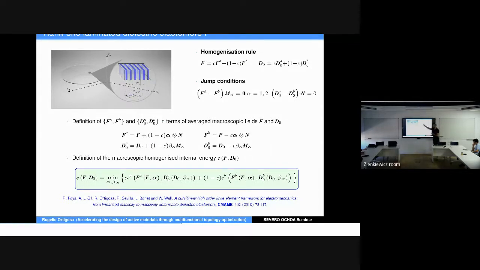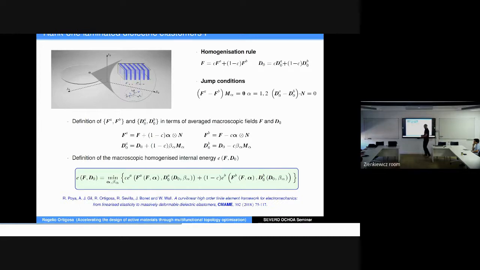Tangential jump in F is 0 and normal jump in D0 is 0. A condition or a definition of FA, FB, etc. that satisfies these two conditions is actually this, where we have introduced this vector here and this vector here, which are equivalent. They are called amplitude vectors, and if you are familiar with the field of homogenization, they are equivalent to the microfluctuations that you would see in the homogenization of an RVE.